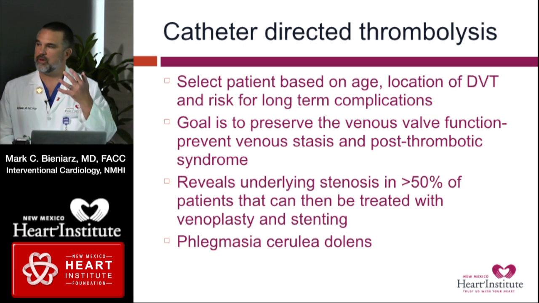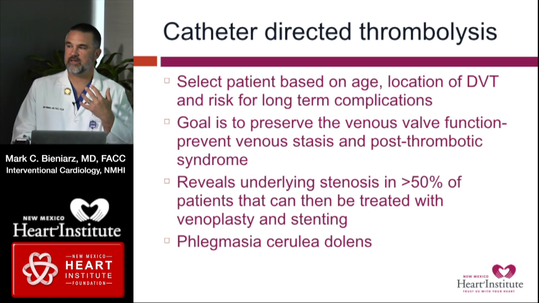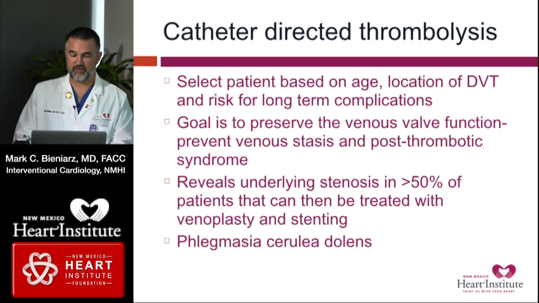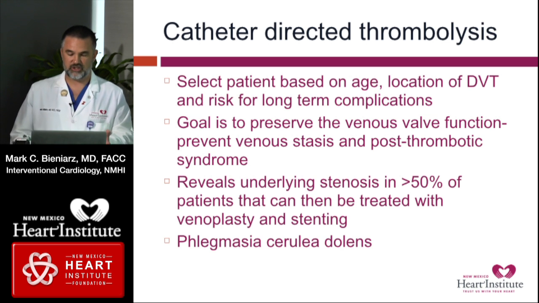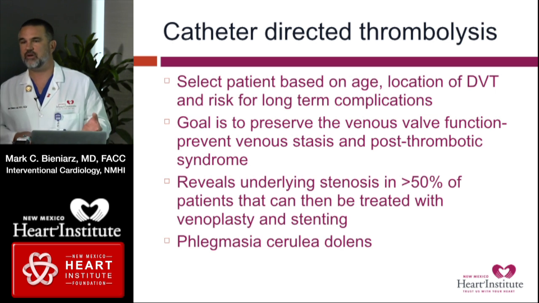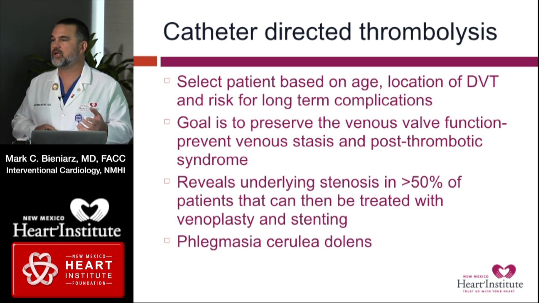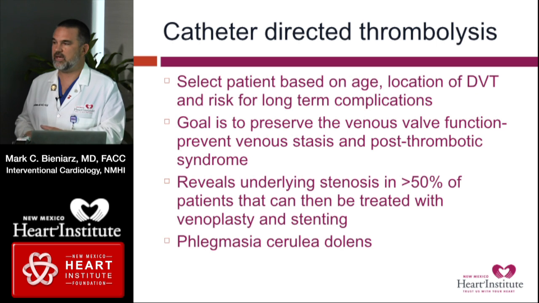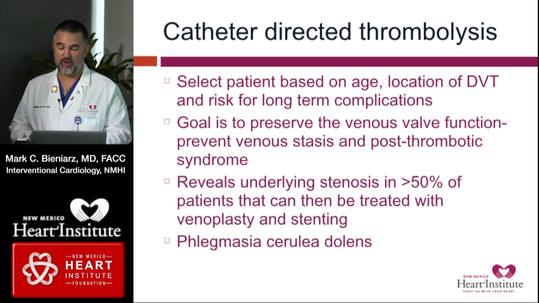Interestingly, when we treat a severe DVT, especially a severe proximal DVT, there is an underlying stenosis of the vein in greater than 50% of the patients, and that's treated with venoplasty and stenting. That brings us to discussion of phlegmasia ceruleolens or phlegmasia albidolens, which is a limb-threatening condition caused by severe extensive DVT that has caused arterial compromise even to the leg, and is really a vascular emergency for treatment of DVTs.